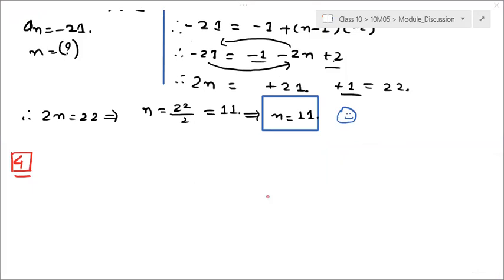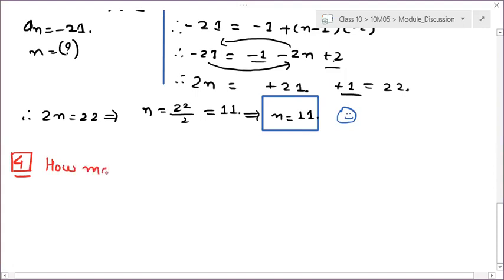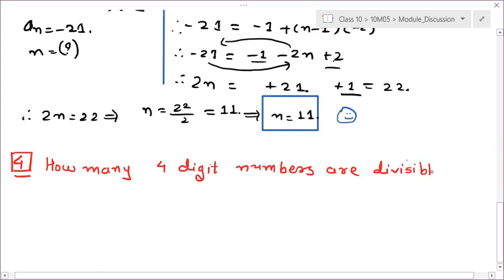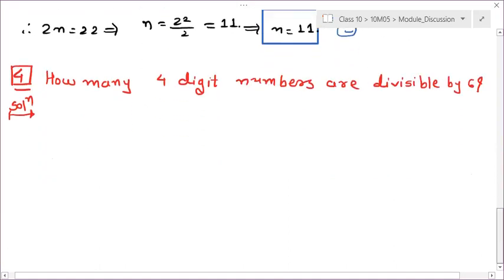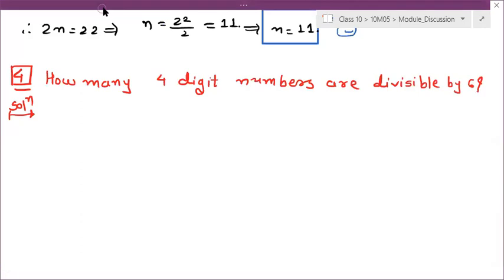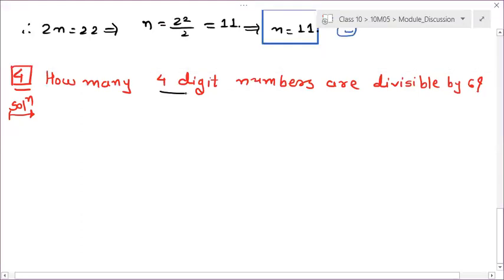Now try to understand this question number 4. How many 4-digit numbers are divisible by 6? How many 4-digit number are divisible by 6? Now tell me how we are going to find this. Right. First tell me smallest 4-digit number. Okay, and what is its relation with arithmetic progression? What is its relation with AP?